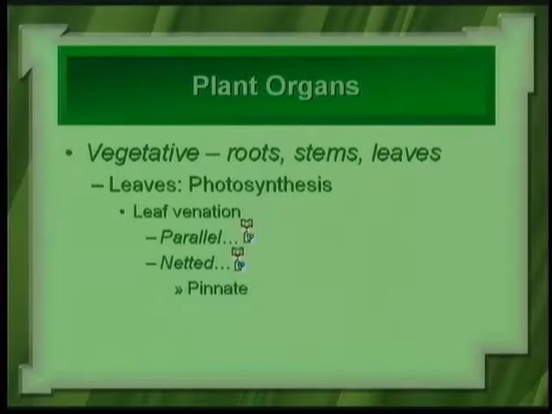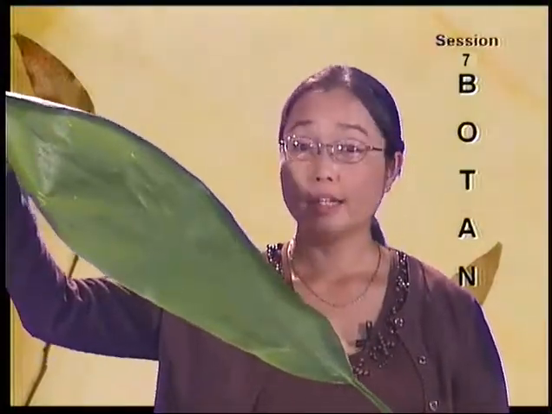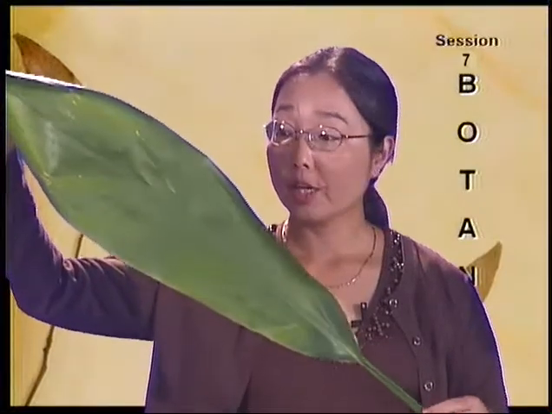Furthermore, netted venation comes in 2 types. You have pinnate netted venation, okay? You also have palmate netted venation, all right? So in terms of parallel leaf venation, we can take a look here. Here we have a ti leaf, okay. People call it ti or ki.